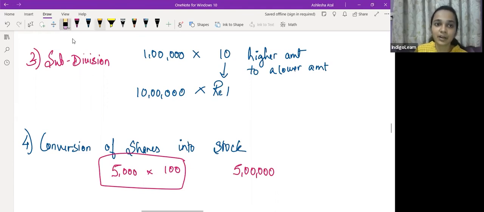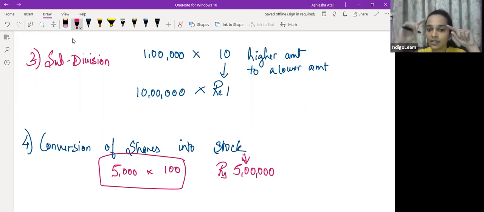Company says let's bundle up all the shares so that it becomes a stock of 5 lakh. See, whenever we refer to a stock, we always refer to it as a lump sum amount. We do not refer to stock as a bundle of so many shares. We refer to stock as a lump sum amount. And stock is not issued. Shares are issued. Stock is not issued.